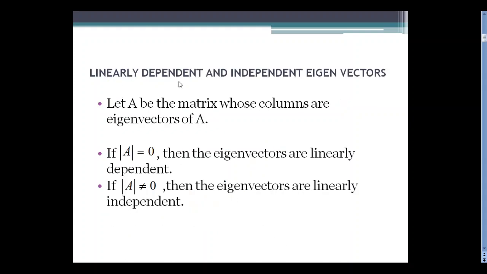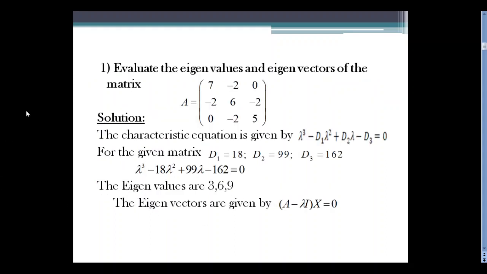What are linearly dependent and independent eigenvectors? Let A be a matrix whose columns are eigenvectors of A. If determinant A is equal to 0, then we say the eigenvectors are linearly dependent. If determinant A is not equal to 0, then the eigenvectors are linearly independent.